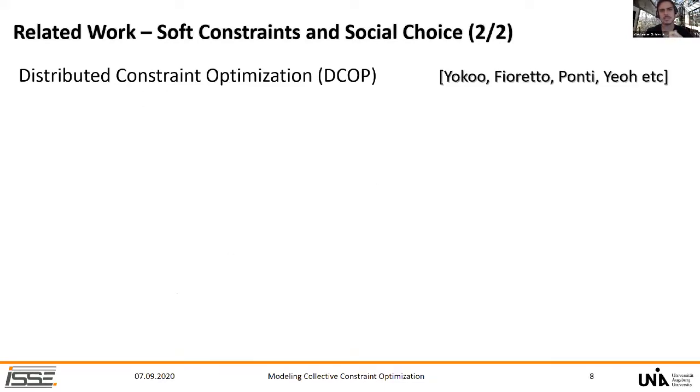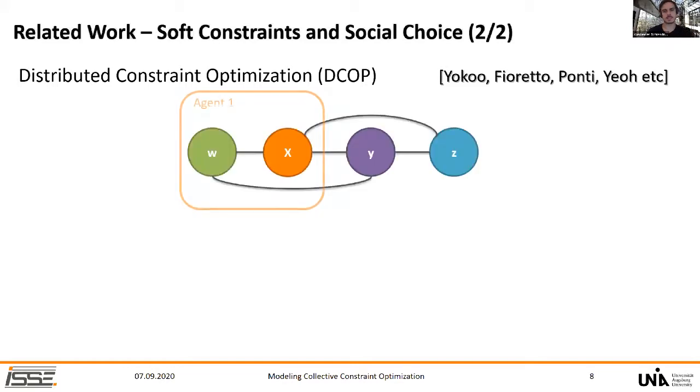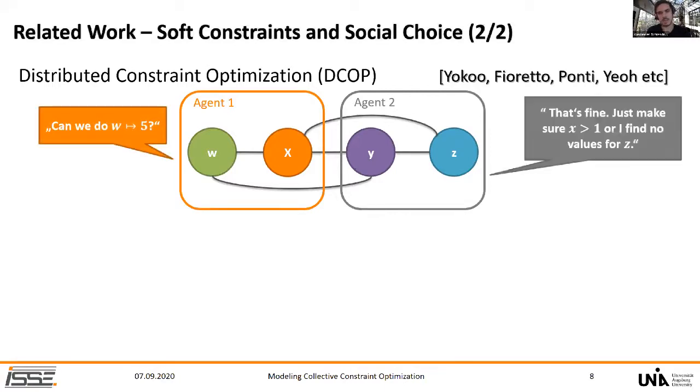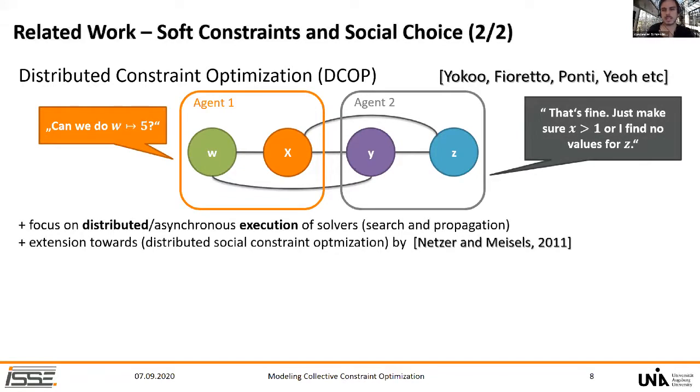On another wing, the distributed constraint optimization community has been dealing with multi-agent constraint problems. But the focus has been on how we can distribute a constraint problem to a number of agents that are responsible for the involved decision variables and constraints in such a manner that the solving algorithms can be performed in a distributed or asynchronous execution. So there has been much work on really getting all the well-known constraint algorithms to the distributed setting. And some extensions towards social choice have been done, but they are really just a few works.